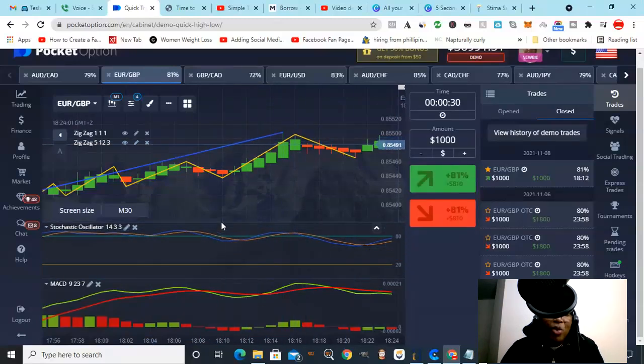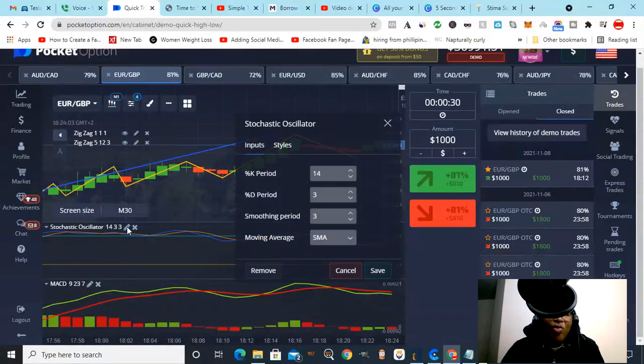The percentage K period is 14. The percentage D period is 3. The smoothing period is 3. The moving average is SMA.